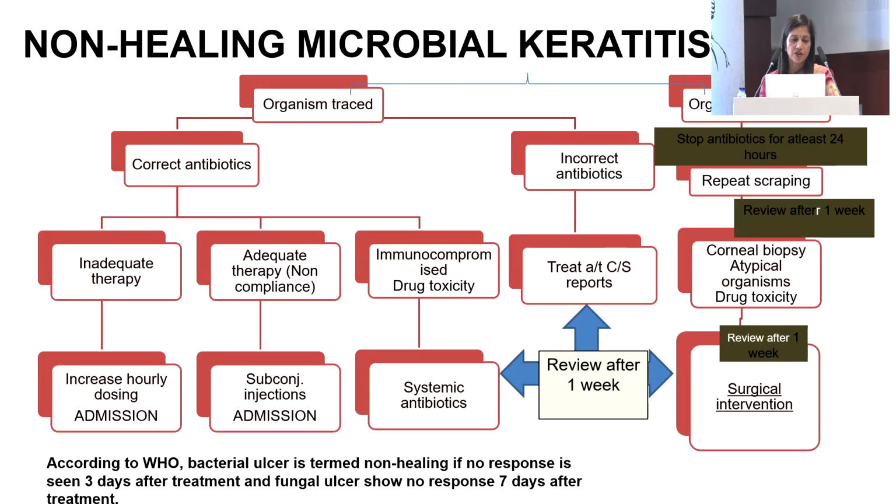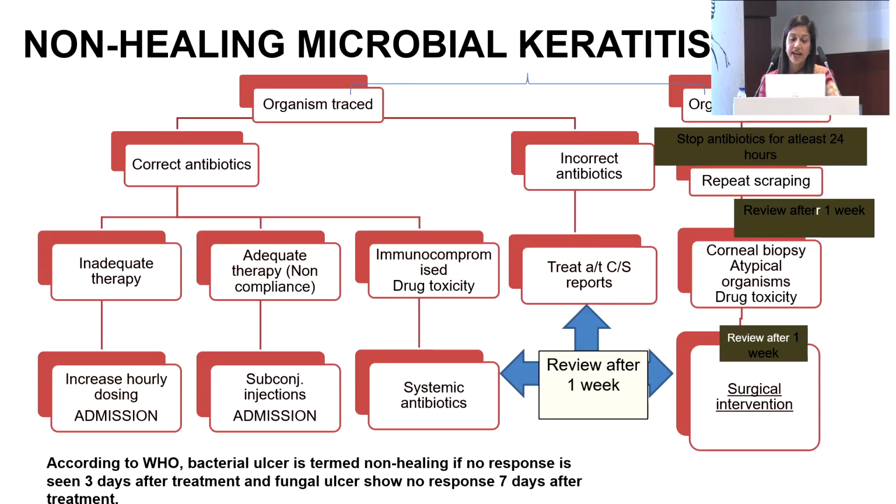If it is a non-healing microbiological keratitis and the organism is traced, then the correct or specific antibiotic has to be started. You have to see if it is inadequate therapy, where the patient is not putting drops 1 hourly. Check the compliance, then increase the dosing to 1 hourly. If the patient is non-compliant, then you have to admit the patient, and you can also give subconjunctival injections. If the patient is immunocompromised or there are drug toxicity issues, then systemic antibiotics can be given.